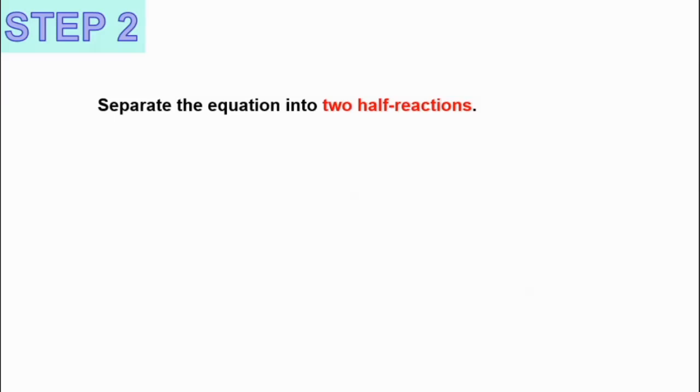Now let's look at the screen here. This is the first half equation, the one where iron 2 is converted to iron 3, and then dichromate is converted to chromium 3. But one thing remains a mystery here.